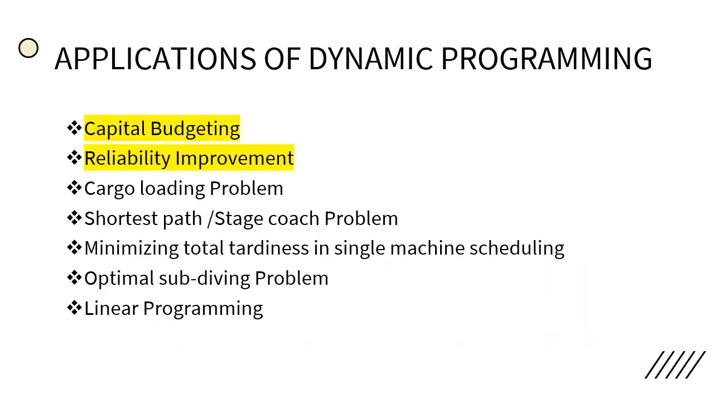Applications of dynamic programming. These are the applications where we can use dynamic programming. The first one is capital budgeting. Second is reliability improvement, cargo loading problem, shortest path stage-coach problem, minimizing total tardiness in single machine scheduling, optimal subdividing problem, and linear programming problems. In our syllabus, we have capital budgeting and reliability improvement. So now we will discuss capital budgeting.